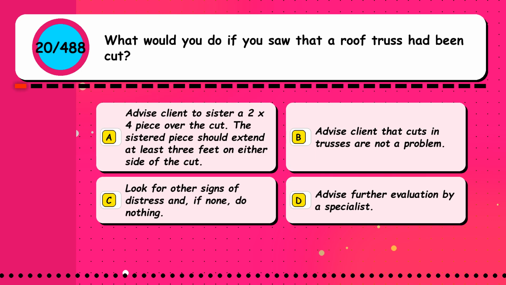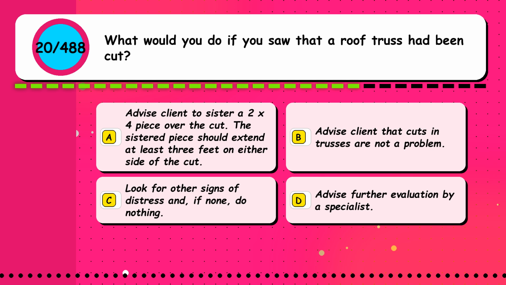Question 20. What would you do if you saw that a roof truss had been cut? Option A. Advise client to sister a 2x4 piece over the cut. The sistered piece should extend at least 3 feet on either side of the cut. Option B. Advise client that cuts in trusses are not a problem. Option C. Look for other signs of distress and, if none, do nothing. Option D. Advise further evaluation by a specialist.